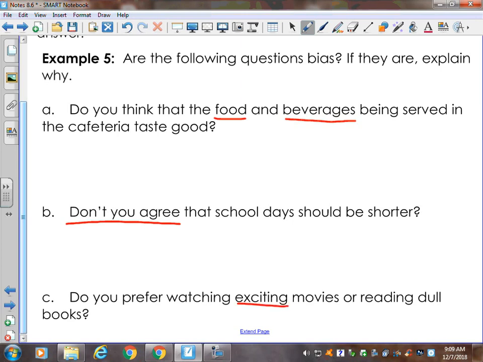So reading, because they used the word dull, might turn you off. Exciting might make you want to watch the movies. Of course, if I said, would you like to watch silent movies versus action films, that also might turn you off, because the word silent means you're going to have to read. So, certain words in the question can turn the person off on what their answer might be.